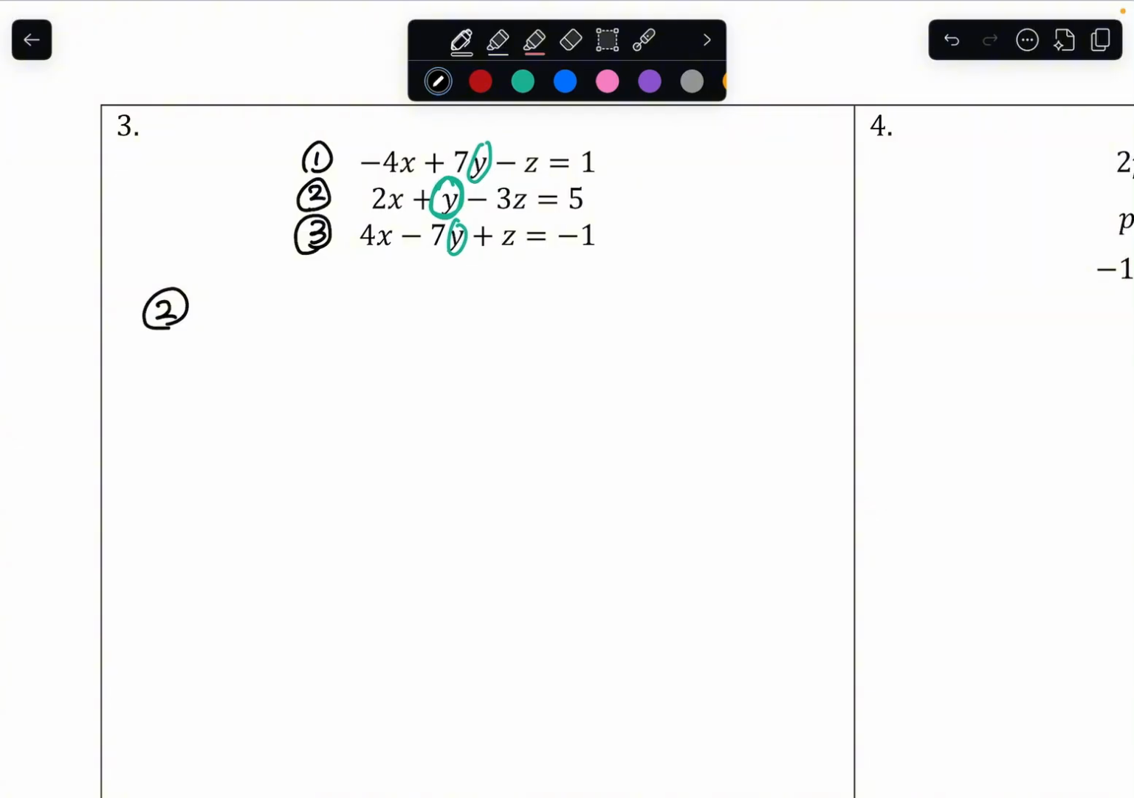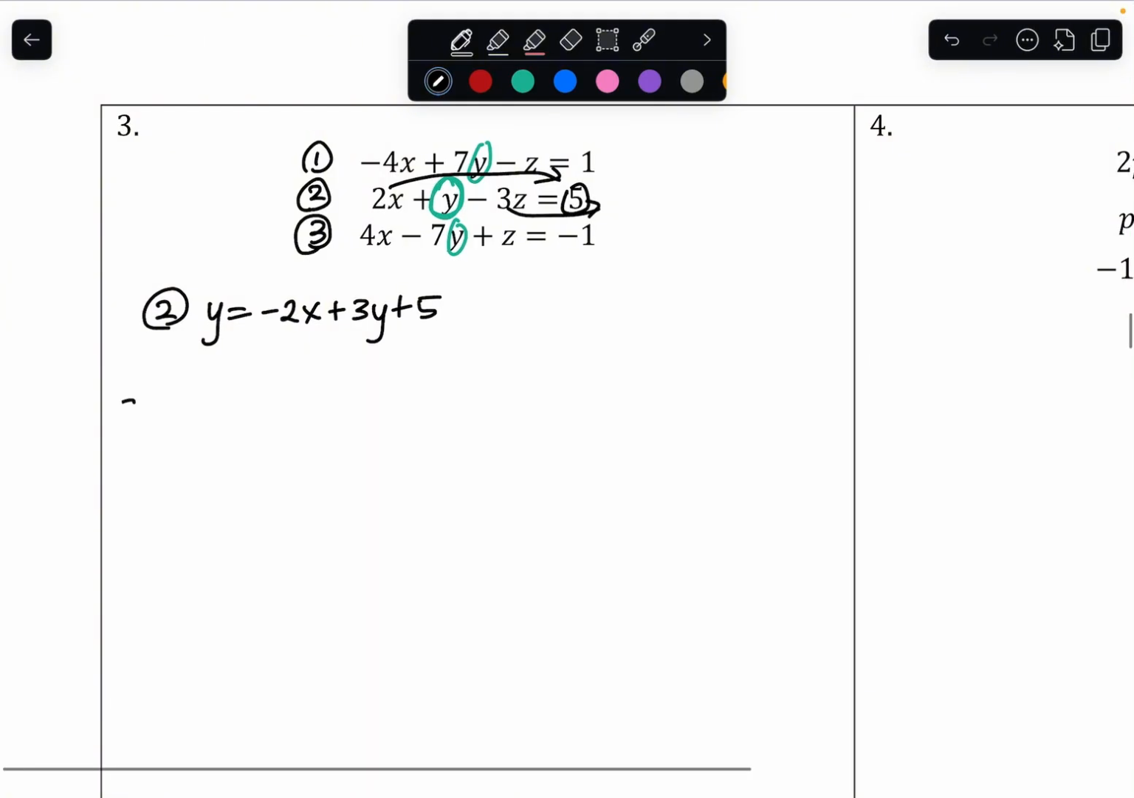we're going to isolate the y. That means the 2x has to go to the other side, making it a negative 2x. And the negative 3y has to go to the other side to become a positive 3y. And then we have this 5 already there. Okay, and so we are going to copy down equations 1, because we haven't used it yet, and equations 3.